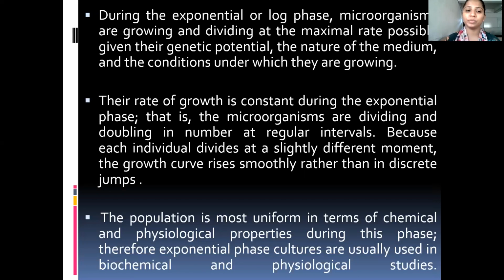potentials, the nature of the medium, and the conditions under which they are growing. This rate of growth is constant during the exponential phase; that is, the microorganisms are doubling in number at regular intervals. Because each individual divides at a slightly different moment, the growth curve rises smoothly rather than in discrete jumps. The population is most uniform in terms of chemical and physiological properties during this phase. Therefore, exponential phase cultures are usually used in biochemical and physiological studies.